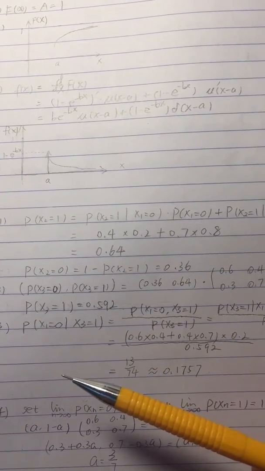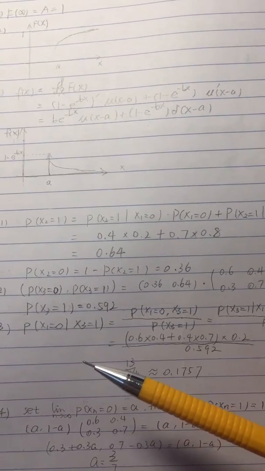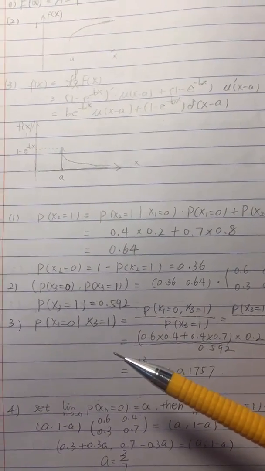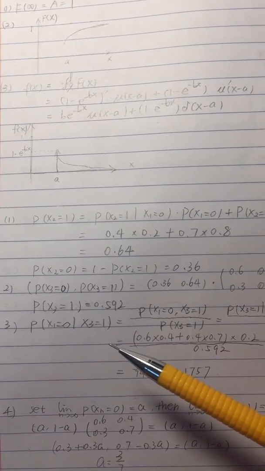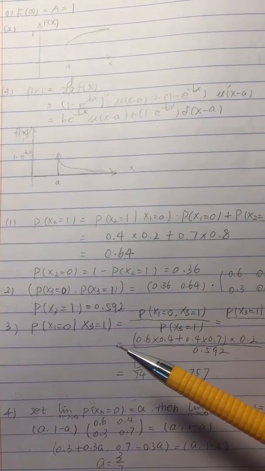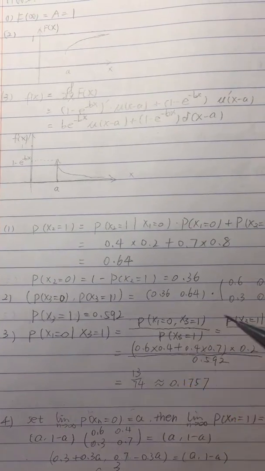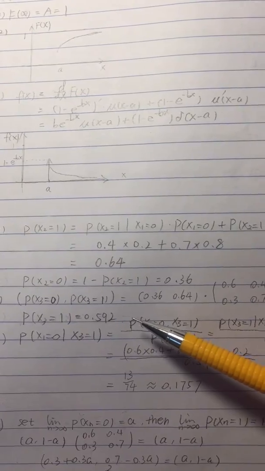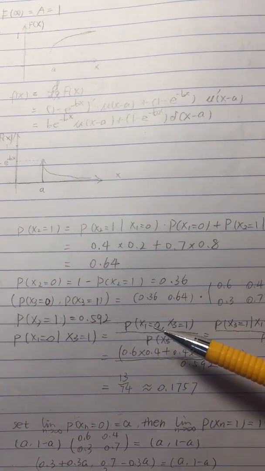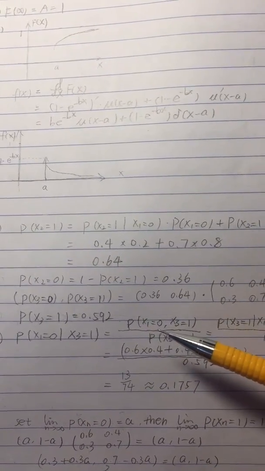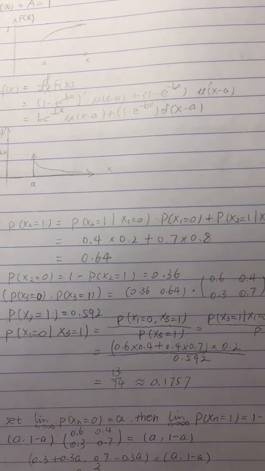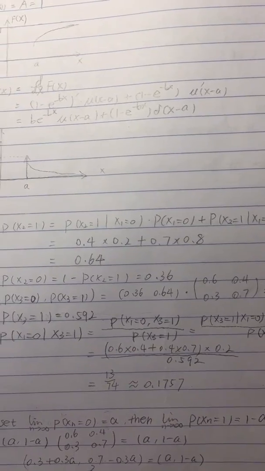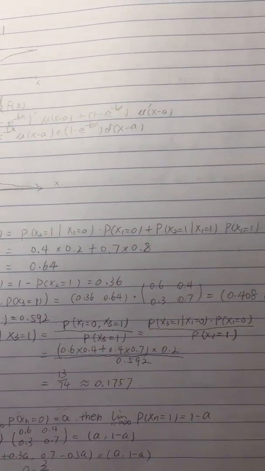Question 3 is to find the probability of x1 equals 0 when x3 equals 1. That is, we can do a little trick to find the probability of x1 equals 0 and x3 equals 1, divided by the probability of x3 equals 1.